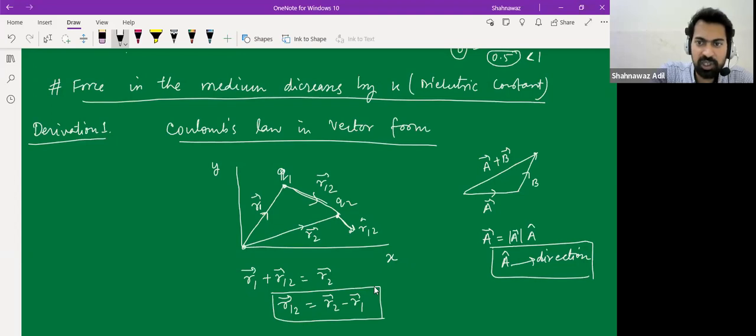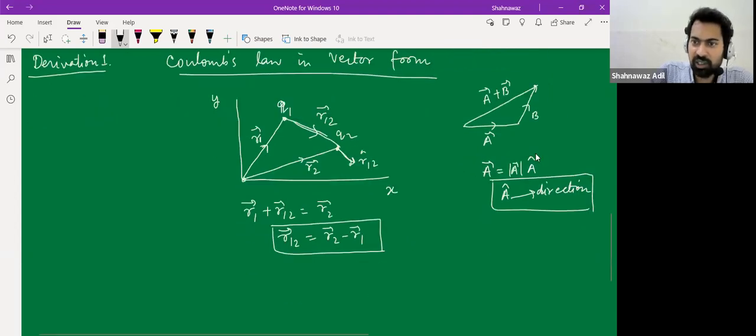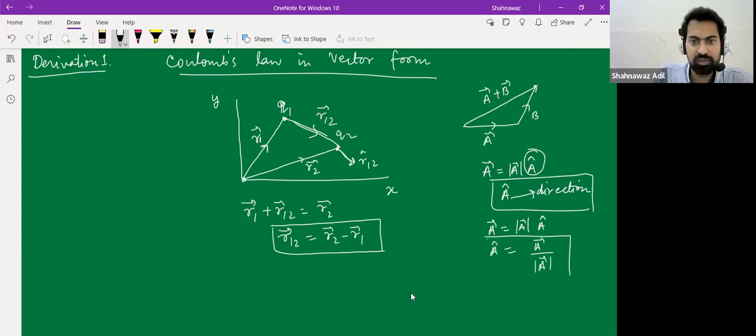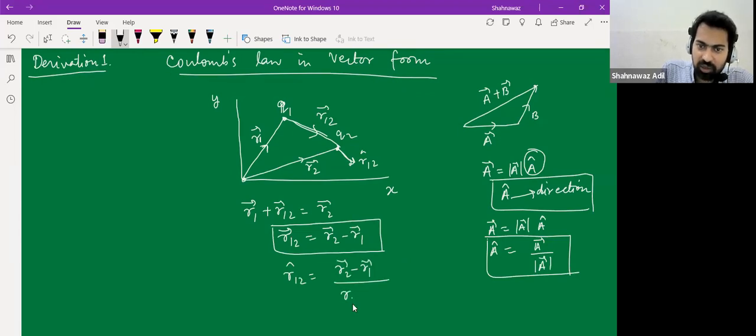And this would be how much? We can calculate the unit vector. So this is a vector and this is the magnitude. The direction of a vector can be calculated by dividing the vector by its magnitude. So the R12 hat would be the R2 minus R1 vector divided by the R2 minus R1 magnitude. Understood this much?